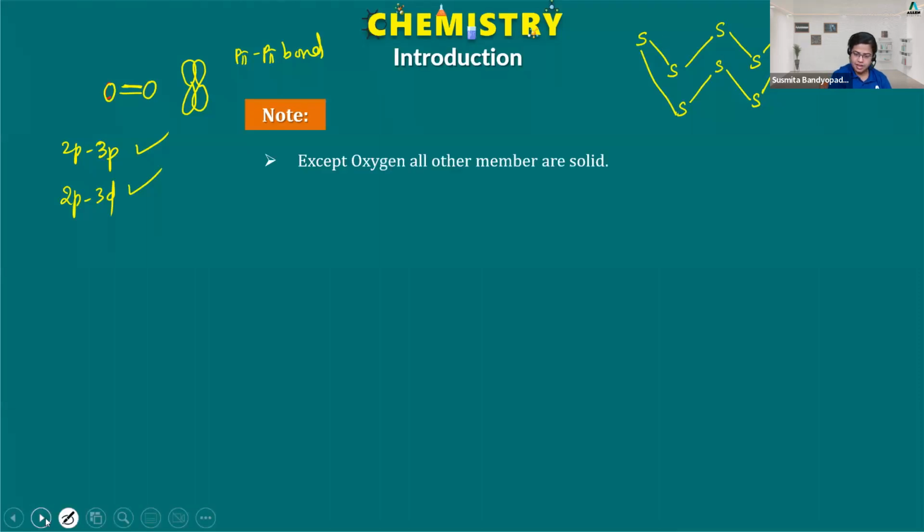Great. So, except oxygen, all other members are solid. They will exhibit allotropy. Name an allotrope of oxygen. You named monoclinic sulfur, rhombic sulfur, plastic sulfur, or milk of sulfur. All these are fine. Name an allotrope of oxygen: O3. And we'll discuss this allotrope O3, not only about the ozone layer alone, we'll also talk about the role of O3 as a strong oxidizing agent.